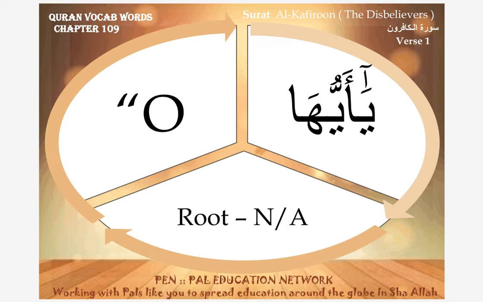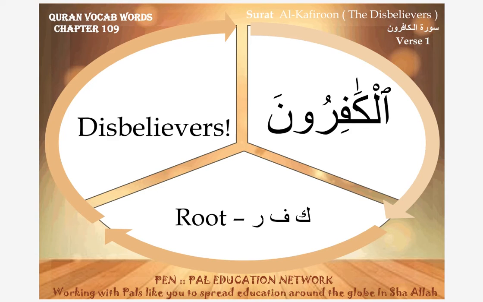The next word is يَا أَيُّهَا. That means O. And the root word is N-A because there is no root word. The next word is الكافرون, which means the disbelievers. The root word for this word is كَافْ فَا رَا.